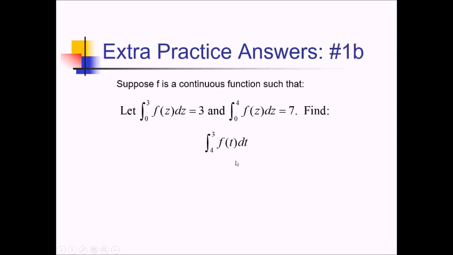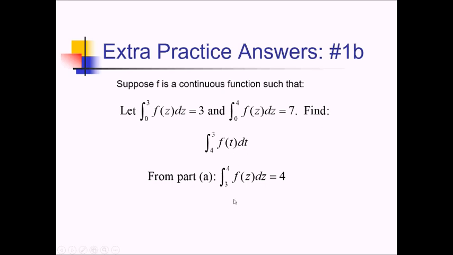On this problem, I'm trying to find the integral from 4 to 3 of f of t dt. There's a few things going on here. Recall from part A, we found the integral from 3 to 4 of f of z dz, which was 4. Well, this is basically that integral with the limits of integration reversed. And we also have a different variable of integration, but that doesn't make a difference. Whether I call this a t or a z, it does the same thing mathematically, because this is just a dummy variable.